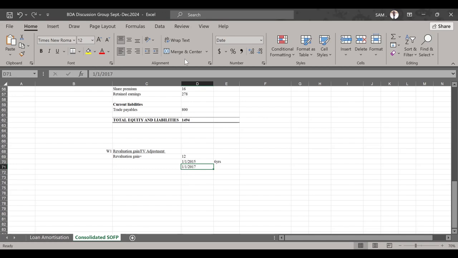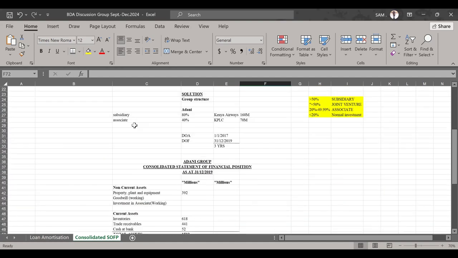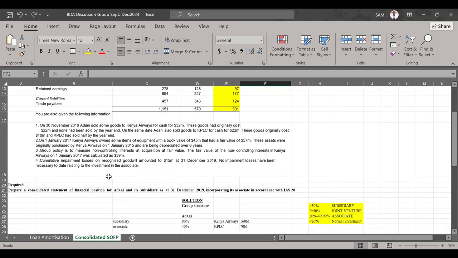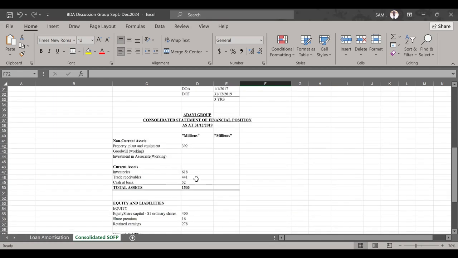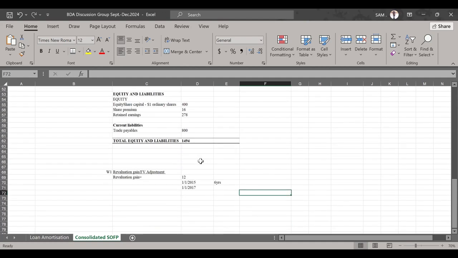Why is someone saying 3? From 2015 to 2017, remember they are both January. Let me confirm the date of purchase of the asset. The asset was bought 1st of January 2015. Good. I get you. Now, we count the whole of 2015 when the asset was purchased, and then we count the whole of 2016. Remember, 2017 is 1st of January, meaning we do not count 2017, because this was just the start.